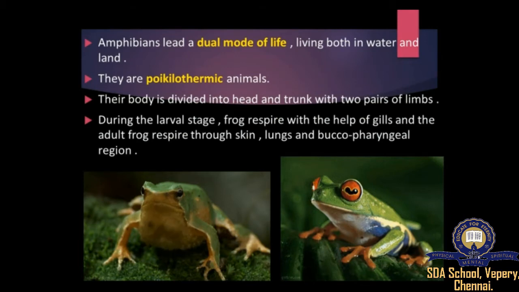You have already heard about the word gills in fish, right? So even the frog respires with the help of gills. Got it, students?